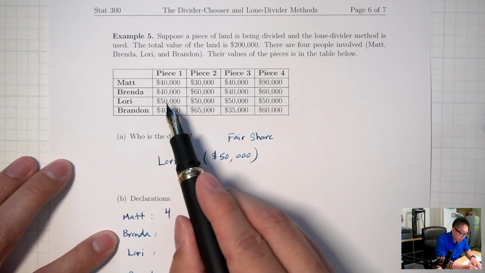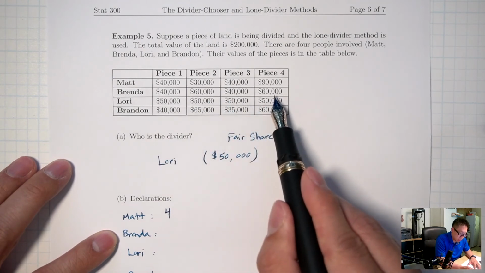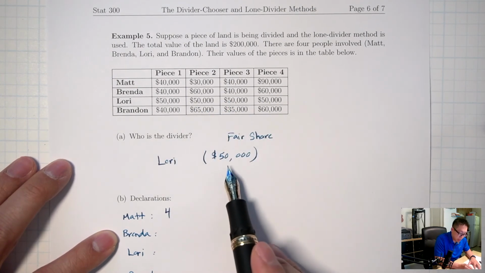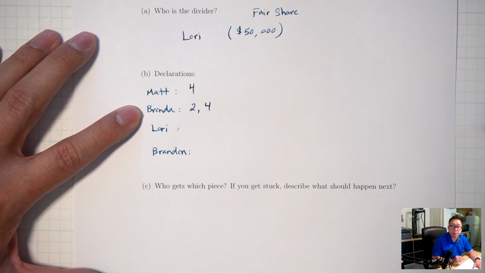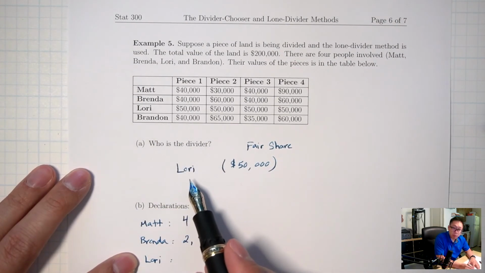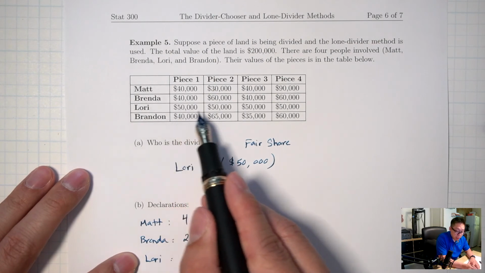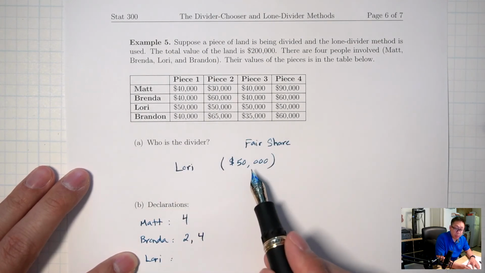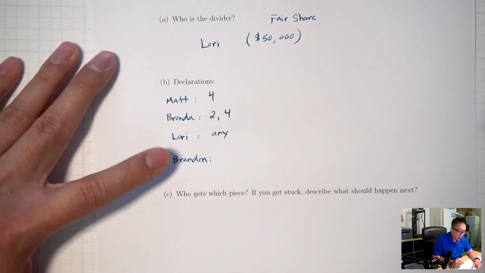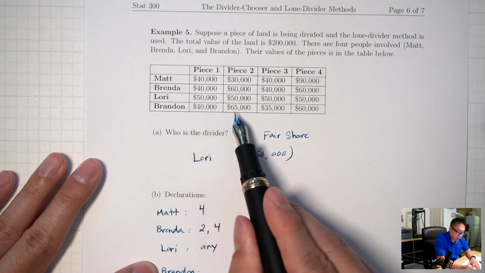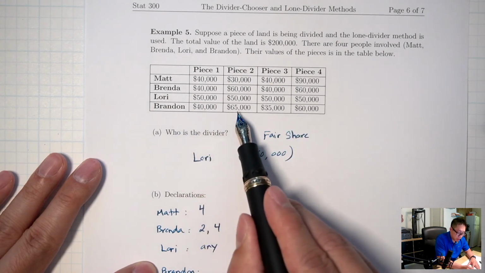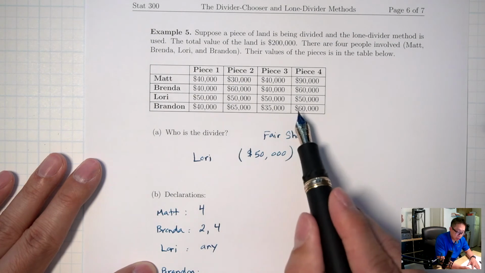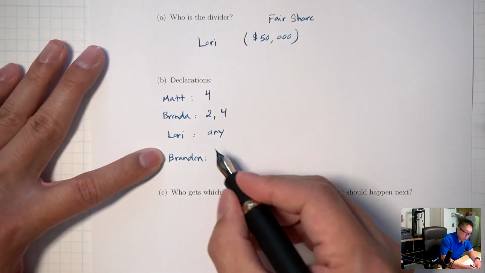Brenda, 40,000, 60,000, 40,000, 60,000. The only ones that are $50,000 or more would be piece 2 and piece 4. So she's going to accept 2 or 4. Lori, who was the divider, right? If she did it right, she should accept any of those pieces, right? All of those pieces are $50,000 or more, so she would accept any of those pieces. Brandon, 40,000, 65,000, 35,000, 60,000. So he would accept piece 2 and piece 4. So those are the only 2 pieces that are 50,000 or more. So he is 2 or 4.